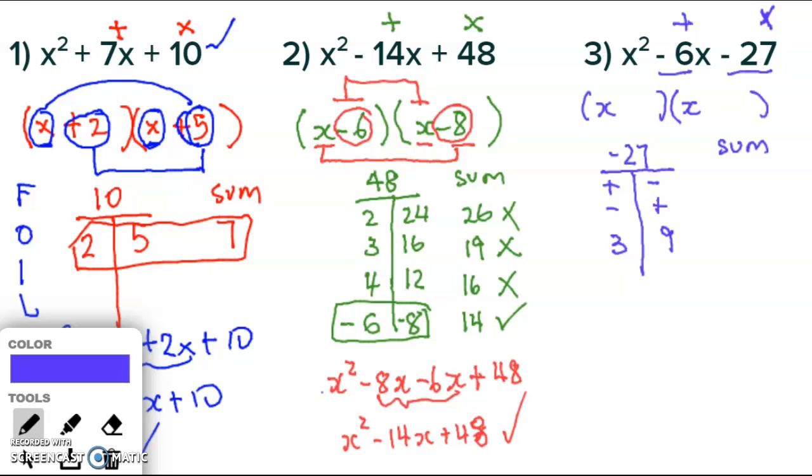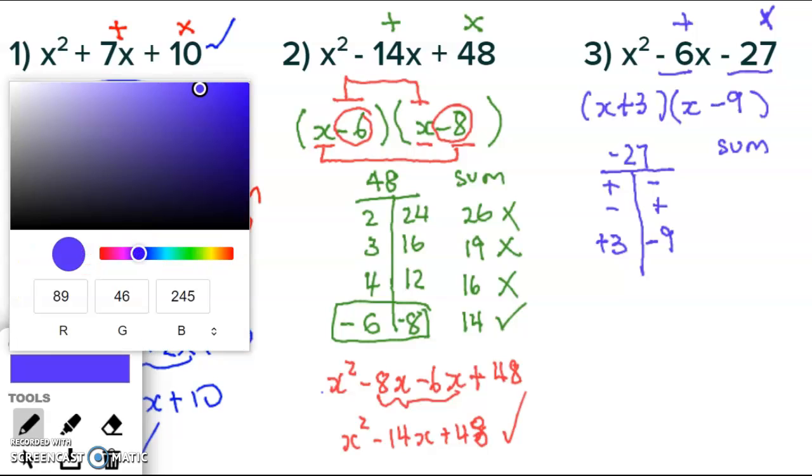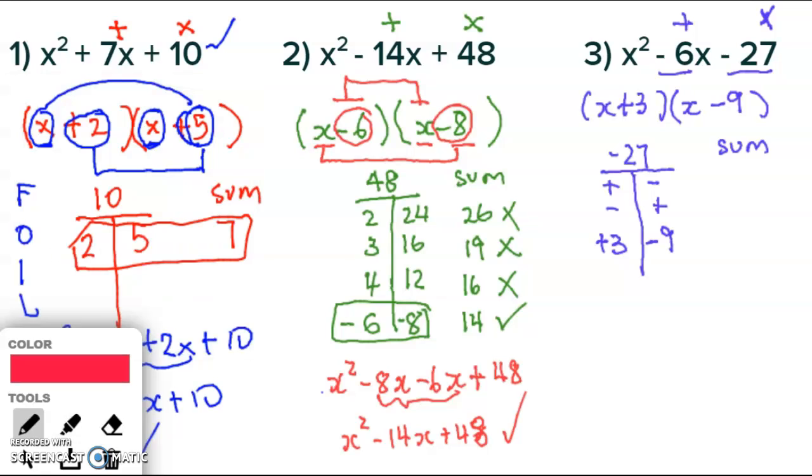And so 3 and 9, that would work. Okay, but we want to end up with negative 6. That means I want the bigger number to be the negative. So it's going to be positive 3 and negative 9. So I know that it's going to be x plus 3 and x minus 9. Again, I need to check my answer by multiplying it out again using FOIL.